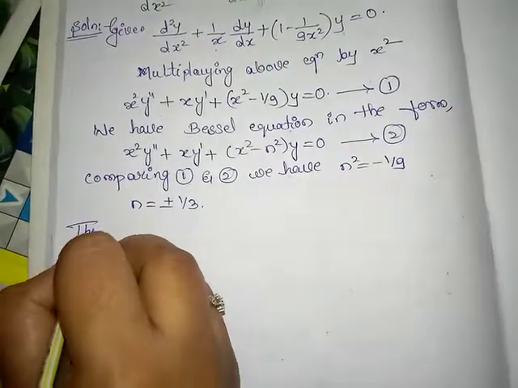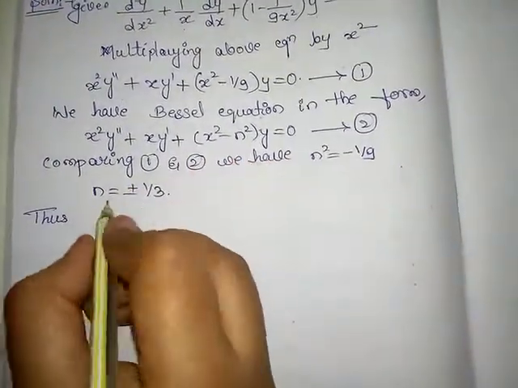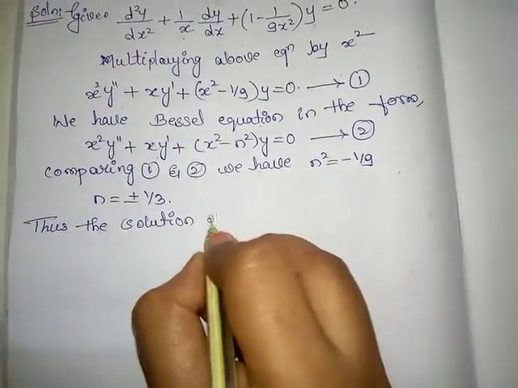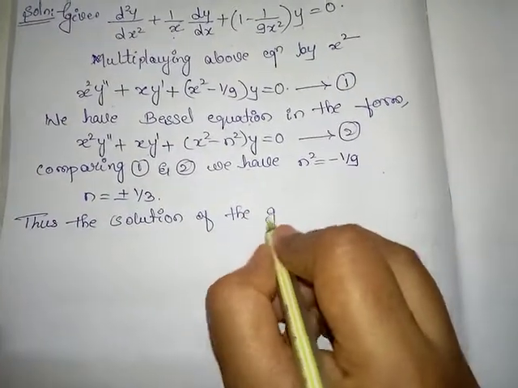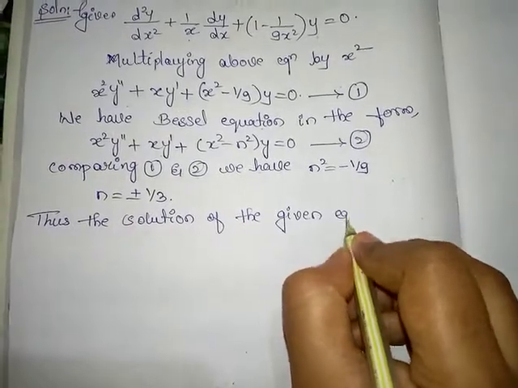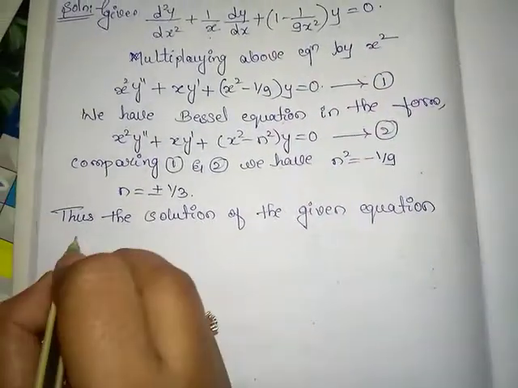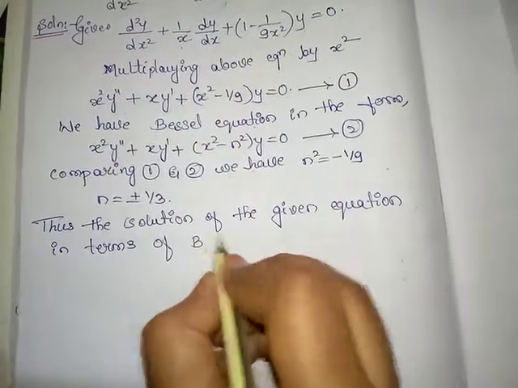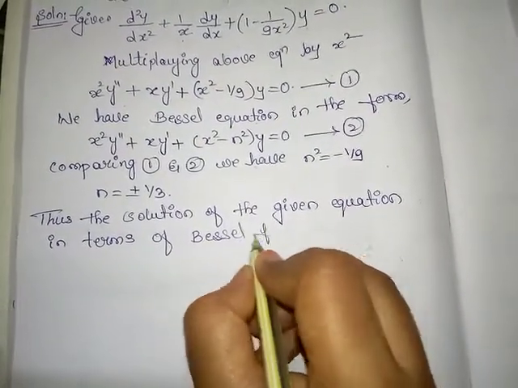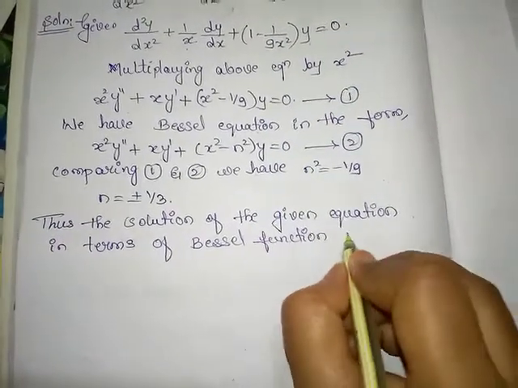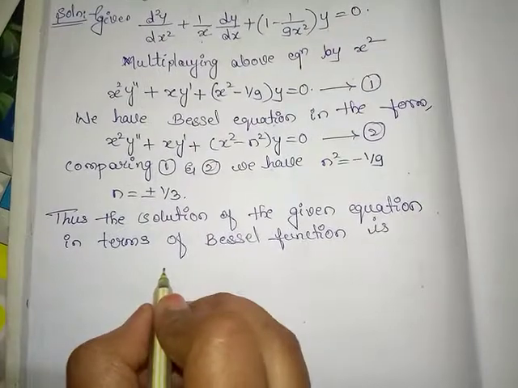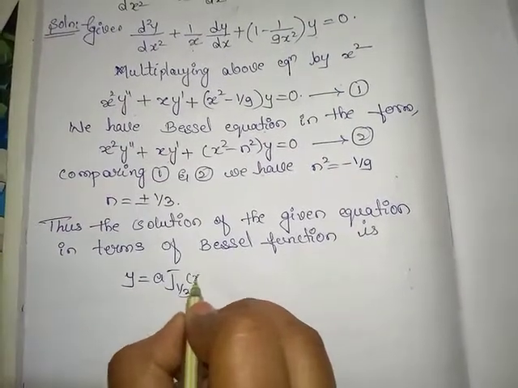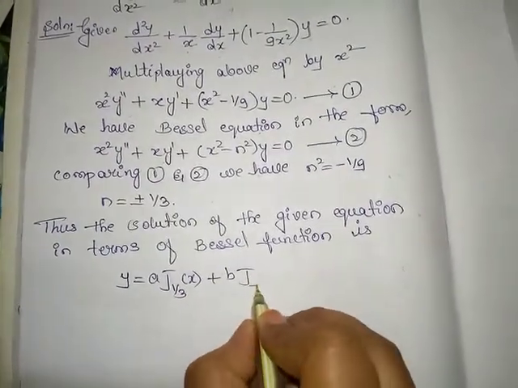Thus the solution of the given equation in terms of Bessel function is y is equal to a into J 1 by 3 of x plus b into J minus 1 by 3 of x.